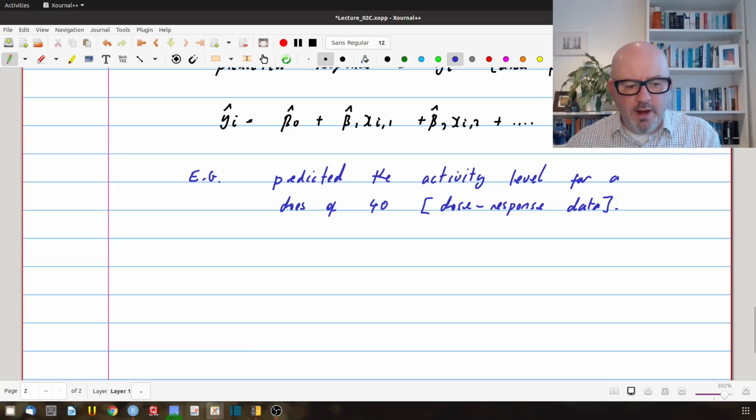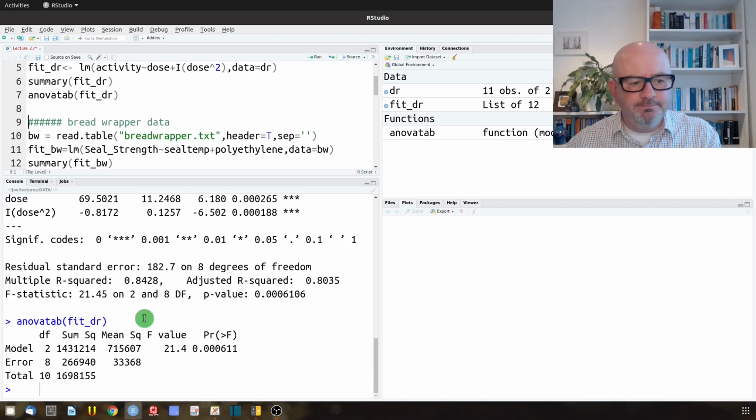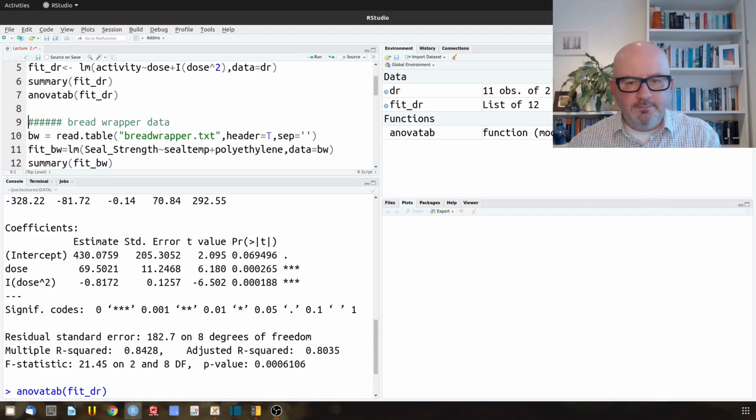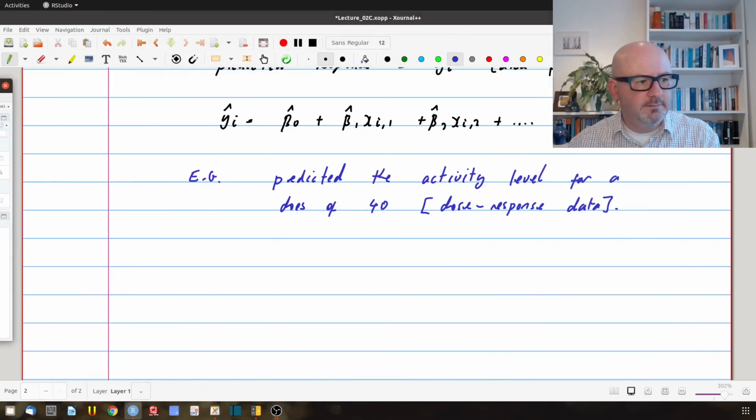Well, let's go back to R and get the parameter estimates. Here they are. So let me just take them down. The intercept is 430.